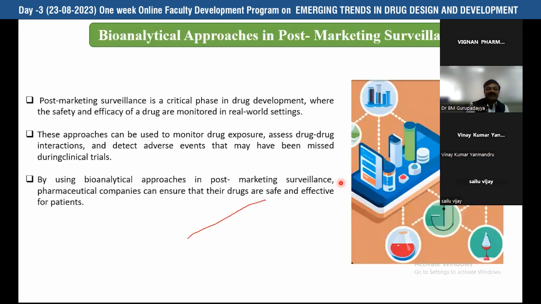Then I'm coming to post-marketing surveillance. Post-marketing surveillance is a critical phase in drug development, where the safety and efficacy of the drug is monitored in real-world settings. These approaches can be used to monitor drug exposure, assess drug-drug interactions, and detect adverse drug events that may have been missed in the clinical trials. By using bioanalytical approaches in post-marketing surveillance, pharmaceutical companies can ensure their drugs are safe and effective for the patient profile.